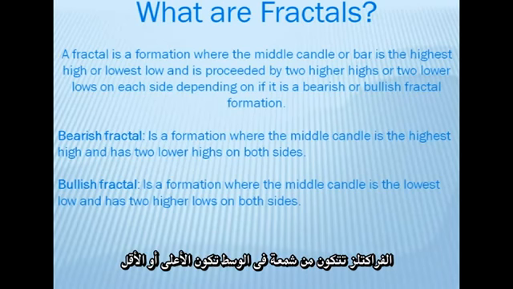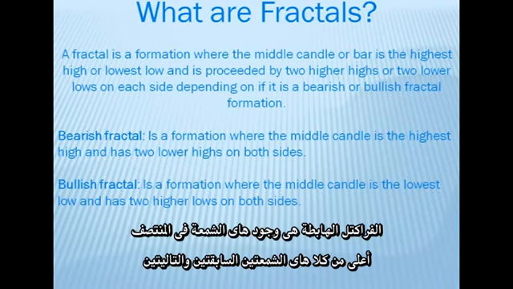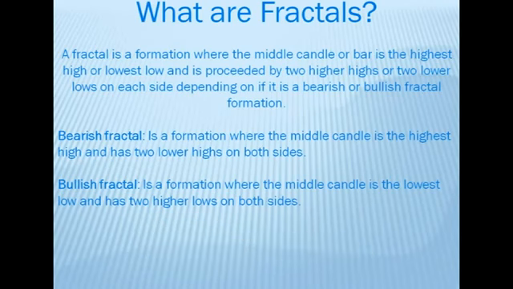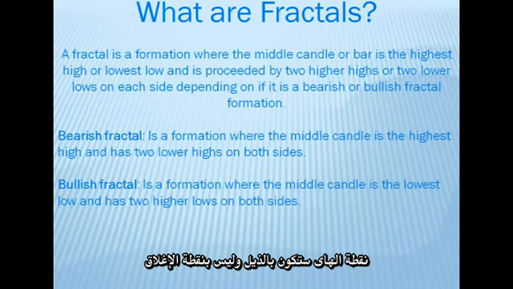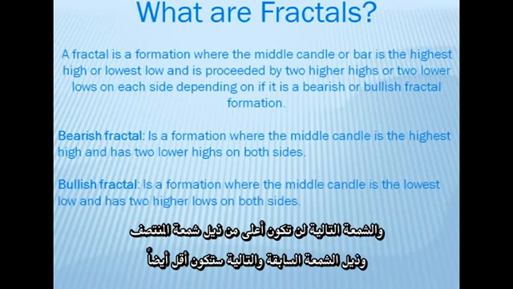But basically a fractal is a formation where the middle candle or bar is the highest high or lowest low, and it's preceded by two higher highs or two lower lows on each side, depending on if it's a bearish or bullish fractal formation. So the bearish fractal formation is where the middle candle is the highest high and has two lower highs on both sides. The highest high is going to be by the wick, not by the close. So you're going to see the high wick, and then the next candle's wick cannot go higher than that middle candle, and then the next one after that can't go higher, and the one prior to that has to be lower also, and then the one next to that lower.